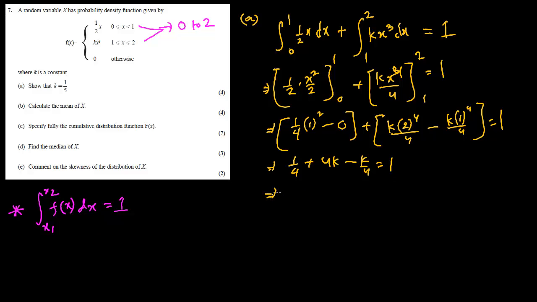So this turns out to be 4 minus 1 by 4, k. 4 fours are 16, 16 minus 1 is 15k by 4. And on the other side it would be 1 minus 1 by 4, which turns out to be 3 by 4. When we do cross multiplication, k equals this 4 and this 4 cancel. So 3 divided by 15, which is 1 by 5. And that's exactly what they asked us to show.